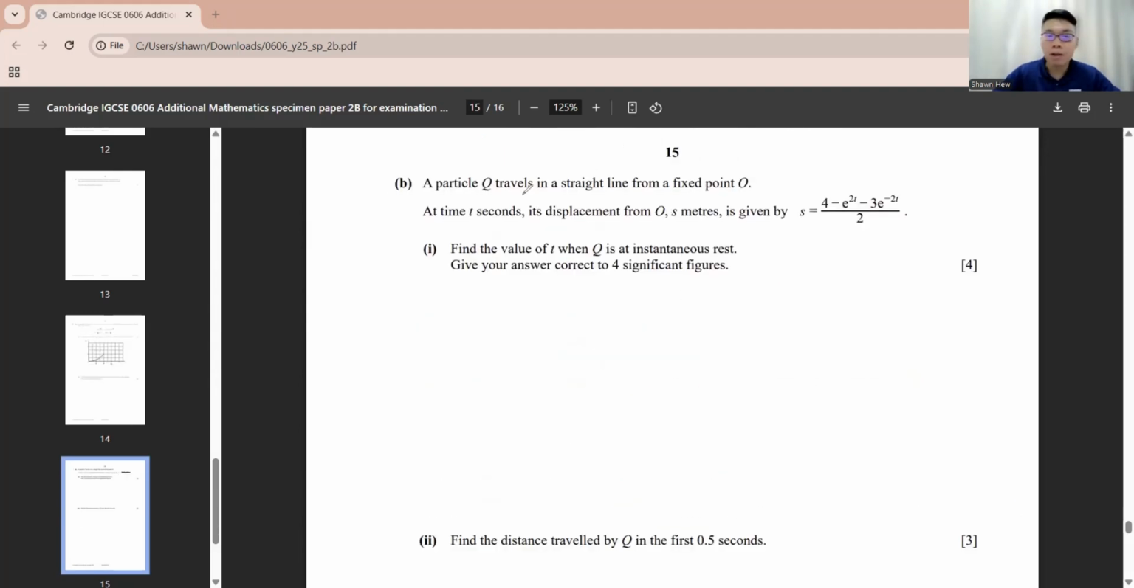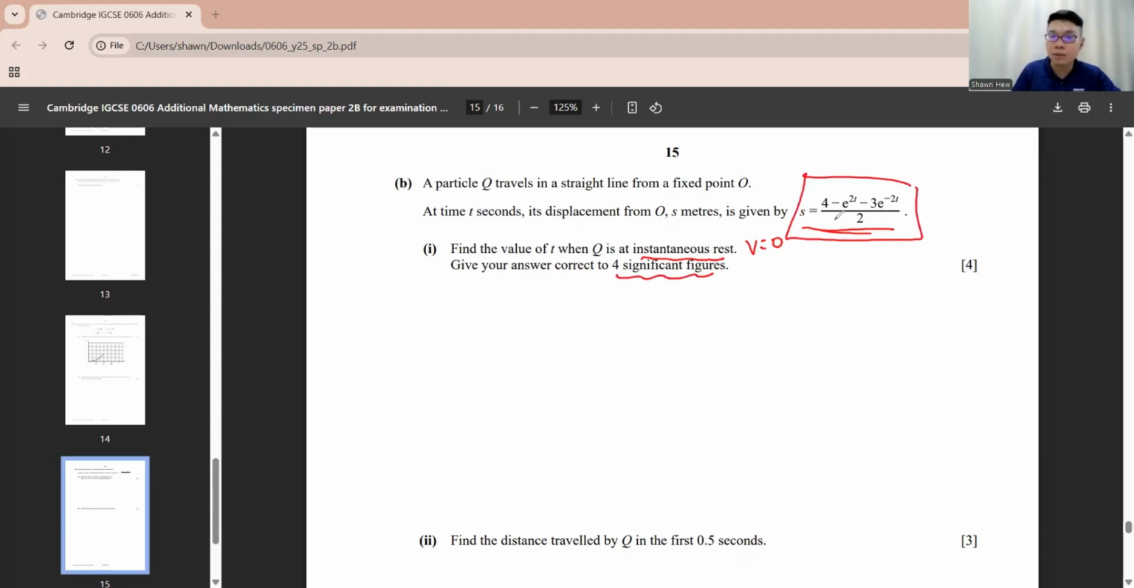Part B. A particle travels in a straight line from a fixed point. At time t seconds, its displacement is given. Find the value of t when Q is at instantaneous rest. Instantaneous rest means v equals 0. Give your answers to the specified accuracy.